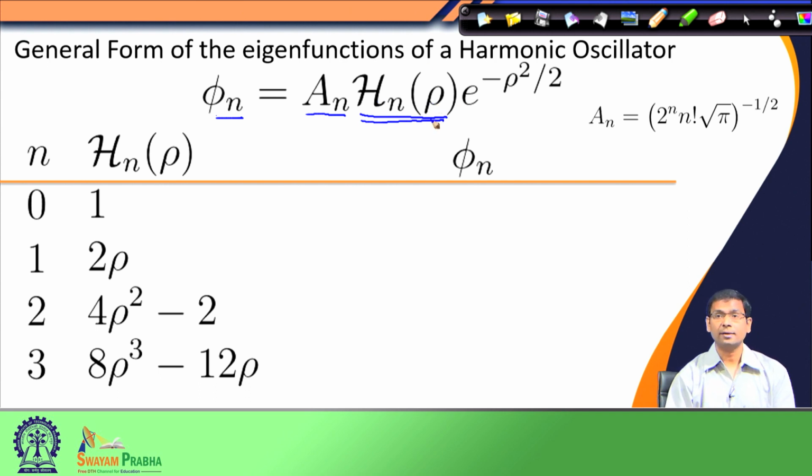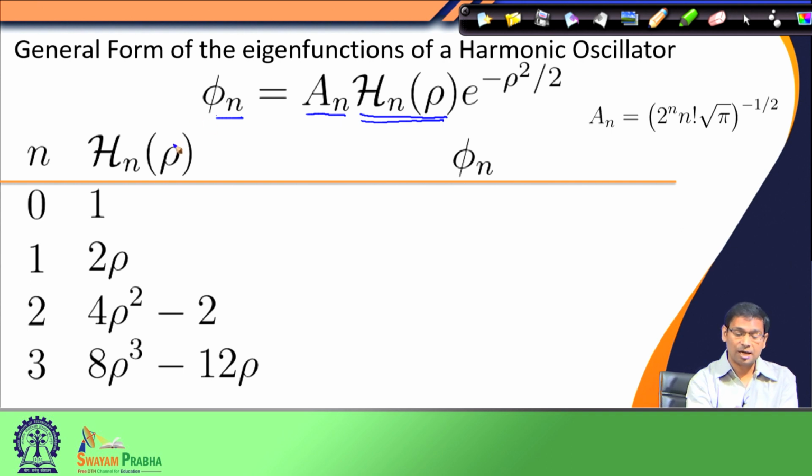This H n is coming when you are applying this step up operator n times, rho minus d by d rho to the power n. When you apply that on e to the power minus rho square by 2, you would actually get Hermite polynomials. The Hermite polynomials of first few lowest orders are shown here. The 0th order Hermite polynomial is very simple, this is simply 1. The first order Hermite polynomial is simply 2 rho, second order is 4 rho square minus 2, and so on and so forth. These Hermite polynomials are often found tabulated in many textbooks.